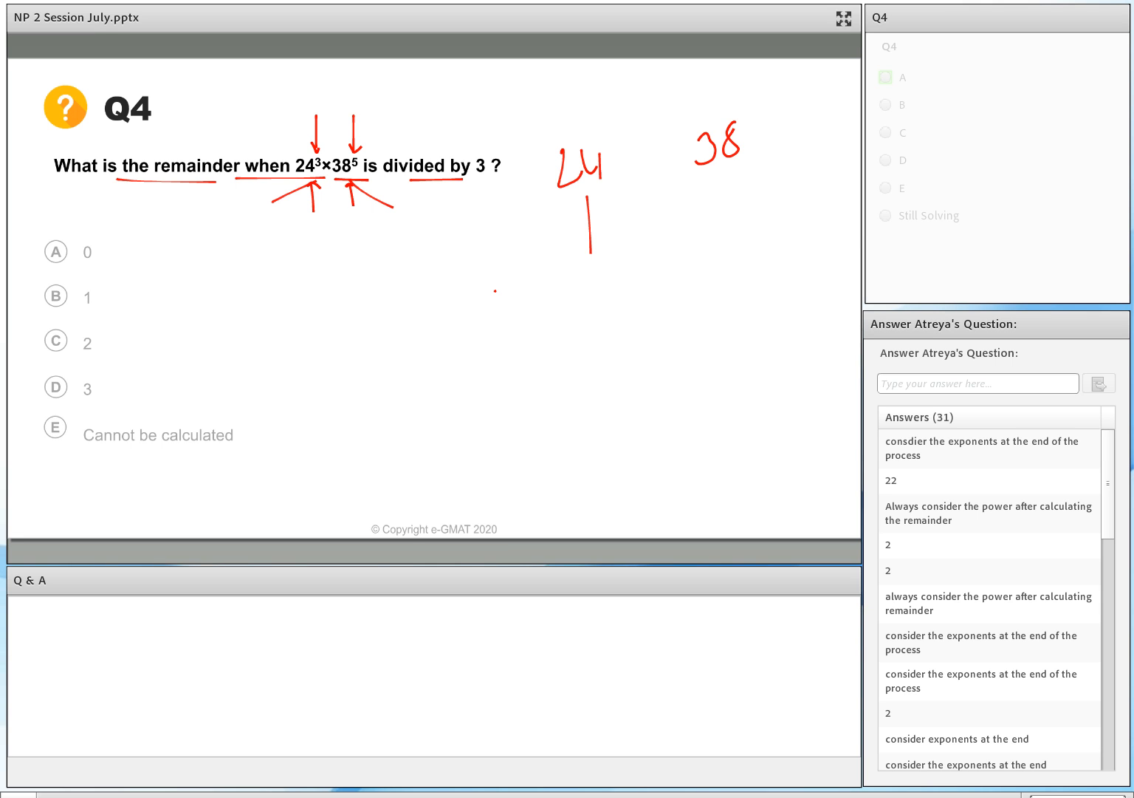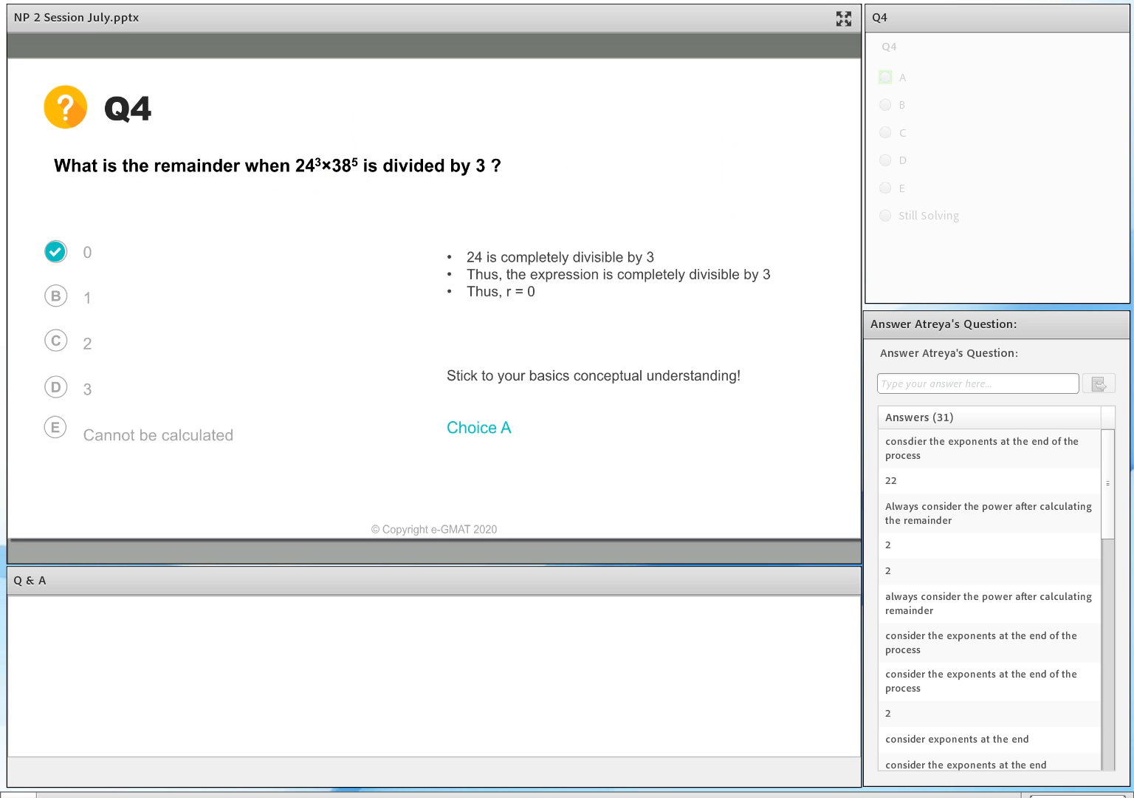What is the remainder when I divide 24 by 3? It's equal to 0. What is the remainder when I divide 38 by 3? The remainder is equal to 2. So 24 is completely divisible by 3. And also understand, since I've told you to bring in the exponent at the end. So what do I have over here?